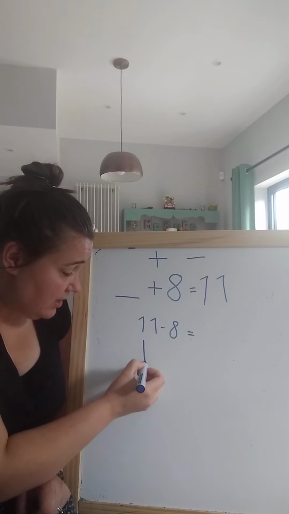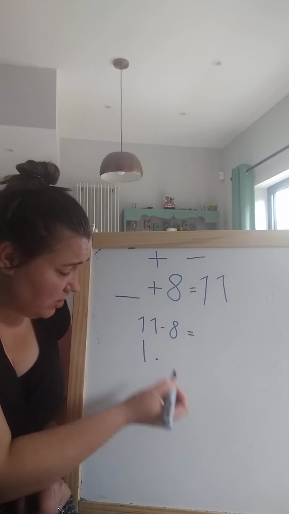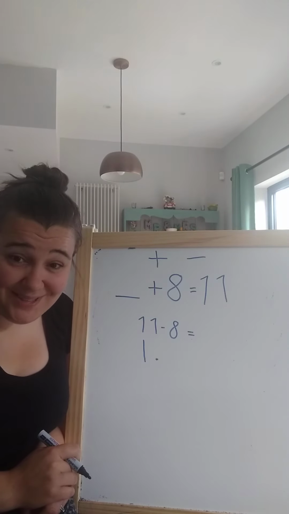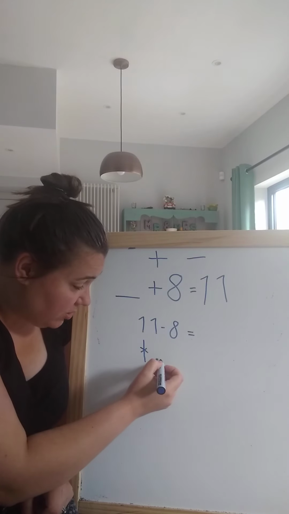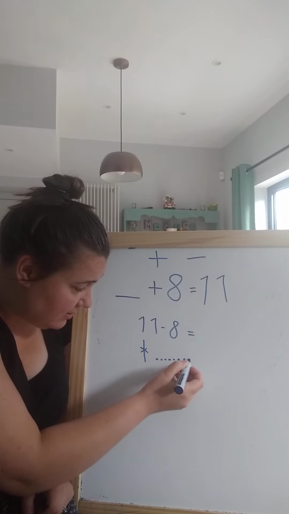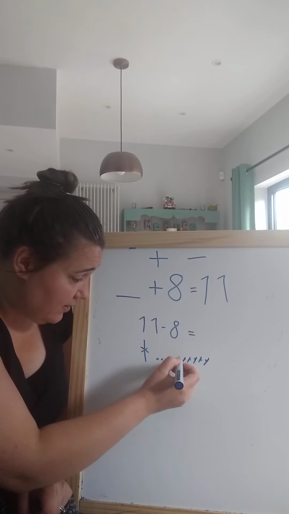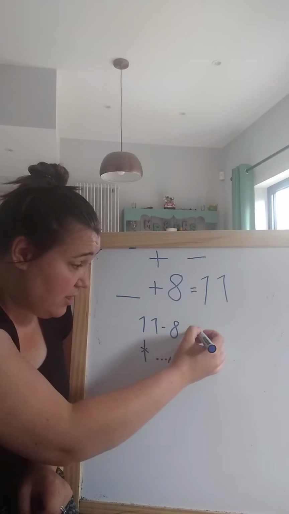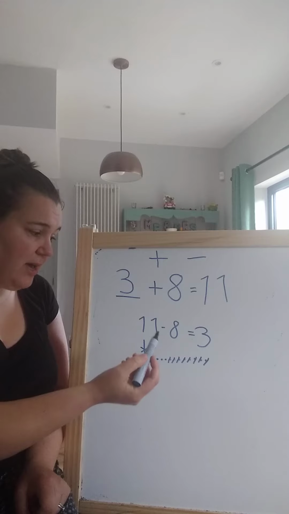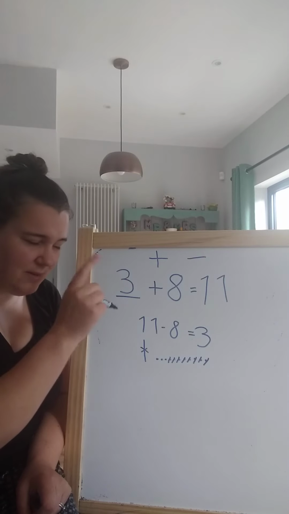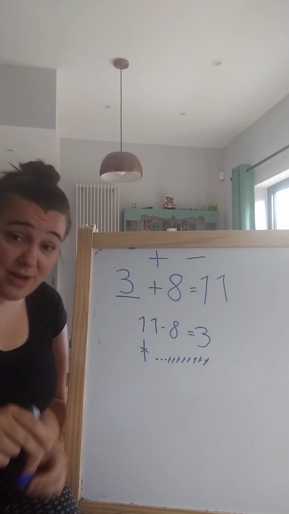So I've got 1 ten and 1 one, and I'm going to take away 8 ones. There's a problem here. Can't do it, can I? So what can I do? I can change this 10 into 10 ones. 1, 2, 3, 4, 5, 6, 7, 8, 9, 10. Now I can take 8 off. 1, 2, 3, 4, 5, 6, 7, 8, which leaves me with 3. If I put in my missing number, I always put the bigger number first in my head: 8 add 3, 8, 9, 10, 11. So we know it's correct.